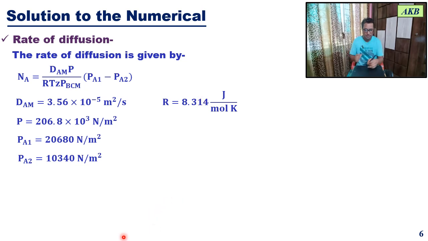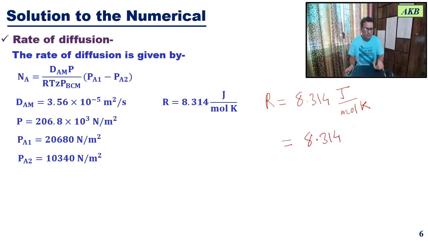Now let me talk about the value of R. Okay, so I have given it over here, the value of R is 8.314 joule per mole per Kelvin. Okay, now joule is nothing but Newton meter. So that is equal to 8.314 Newton meter per mole per Kelvin.